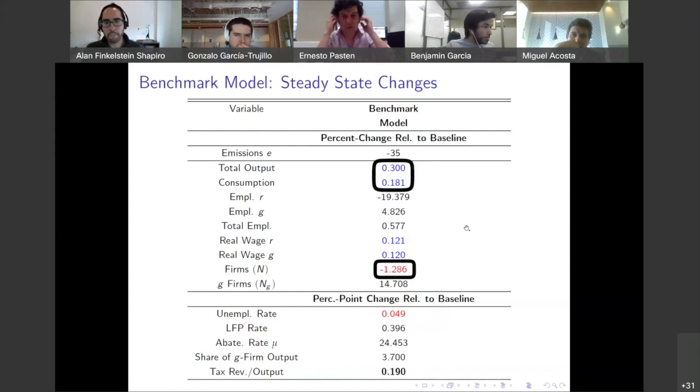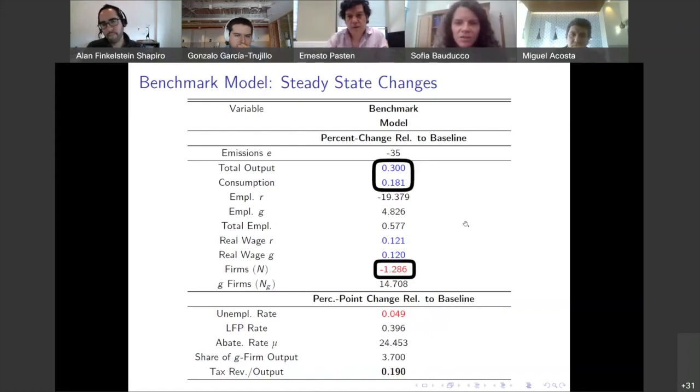Alan? Yes. Just a quick question, just to understand if I'm getting it right. The emissions are reduced by 35%, right? You run your exercise to match that. Yeah. To get that. So that implies an increase in TFP of how much?